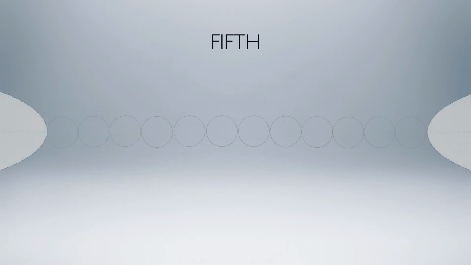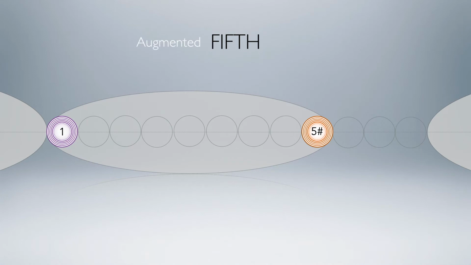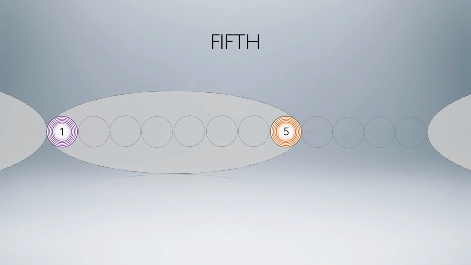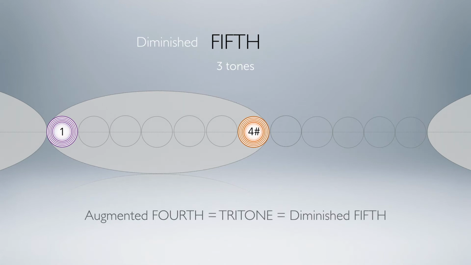Now concerning the fifth. If we add a semitone to the perfect fifth, we will obtain an augmented fifth interval. This interval will have a distance of 4 tones, equivalent to that of a minor sixth. If this time we lower the perfect fifth by a semitone, we will then obtain a diminished fifth interval. This interval has a distance of 3 tones, a distance corresponding to that of an augmented fourth. Therefore, the intervals augmented fourth, tritone, and diminished fifth have exactly the same distance in tones.